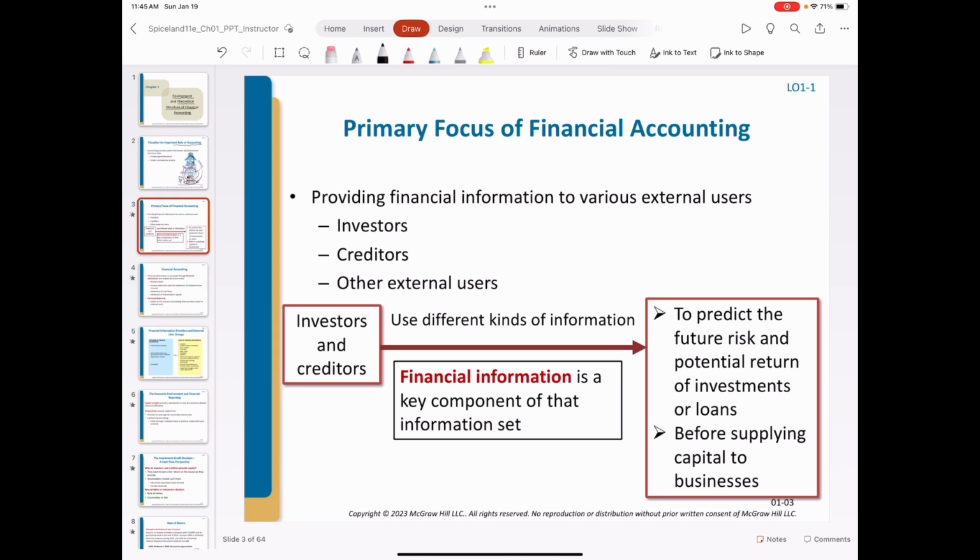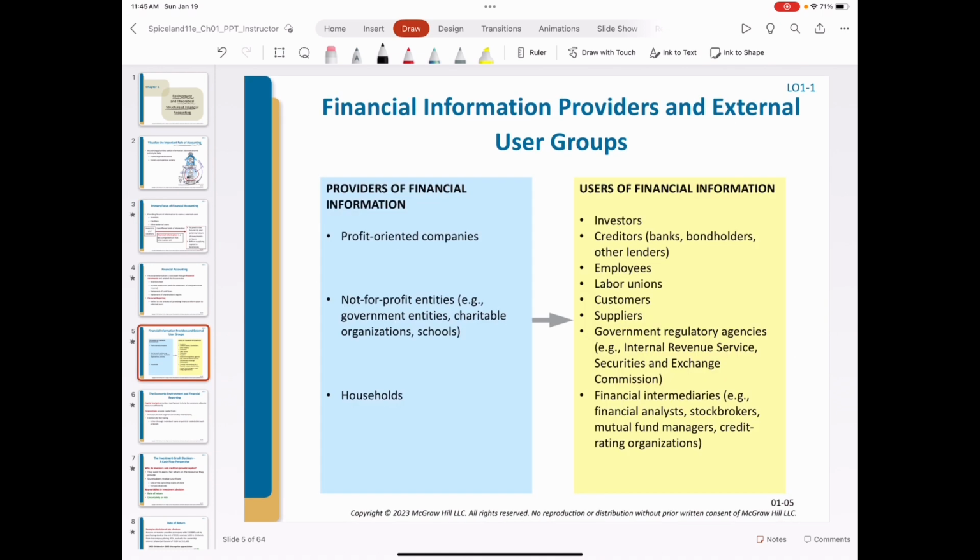The primary focus of financial accounting. Financial accounting is very common in our society. Look at this chart. Profit-oriented companies provide financial information to capital providers, and non-profit entities, including government, charitable organizations, and schools, provide financial information to donors, taxpayers, or the board of trustees. Even households provide financial information. Remember, every year you will file your tax return. There are all types of users. But the primary focus of financial accounting is the profit-oriented company that files financial statements.